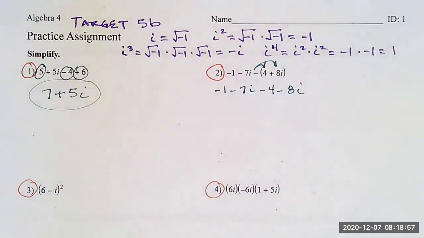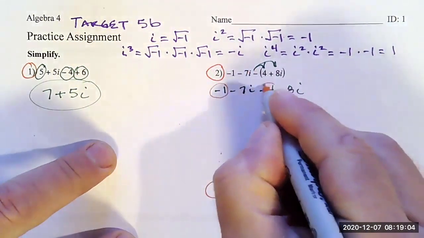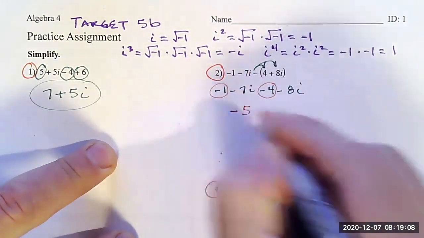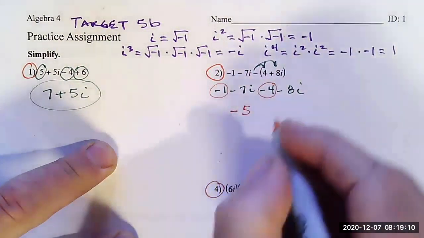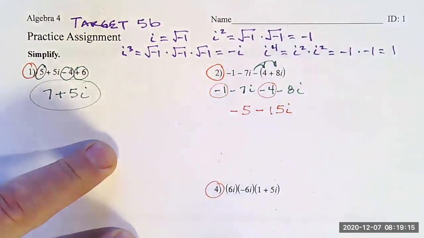Now, using the same strategy as problem 1, you can identify the reals. Real values add up to -5. Identify the imaginary parts, and they combine for -15i.